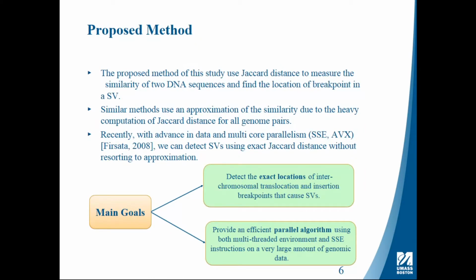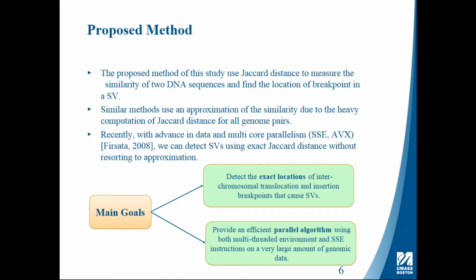The proposed method of this study uses Jaccard distance to measure the similarity of two DNA sequences, and the reason we can use Jaccard distance is that DNA sequences are strings of characters. Similar methods use approximation like LSH to find the similarity between the pairs. But in this research, using advances in multi-core parallelism, for instance SSE and AVX instructions, we can detect the SVs using exact Jaccard distance without resorting to approximation.